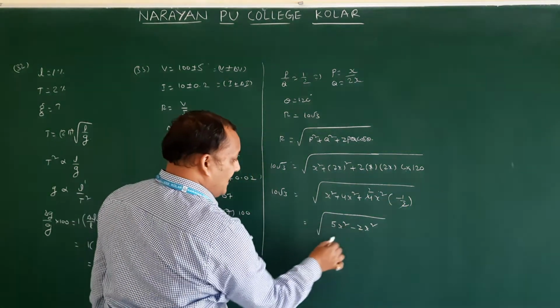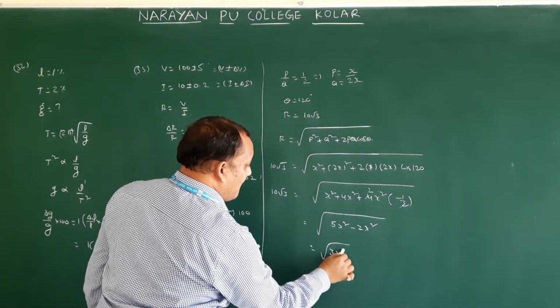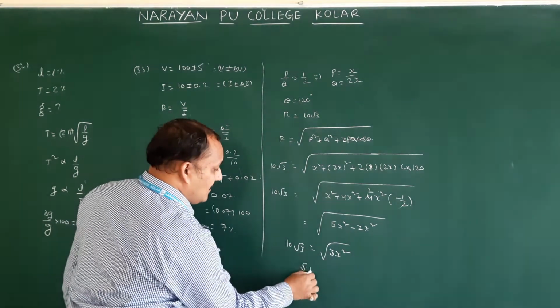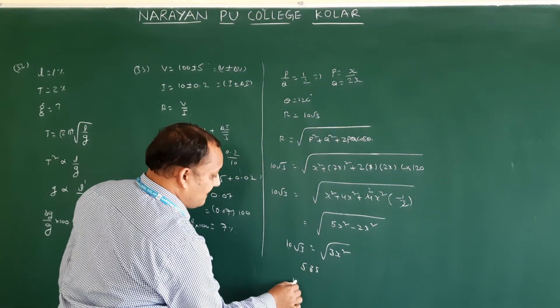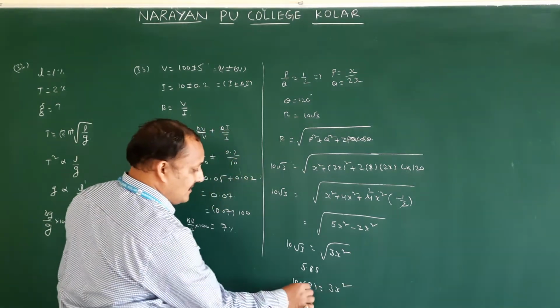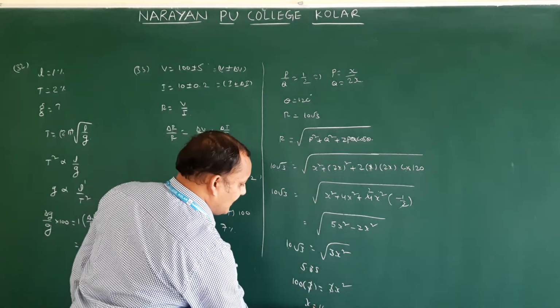Minus 2x square, 5 minus 2, √3x square, 10√3. Squaring on both sides, 100 into 3, 3x square. So 3 will be cancelled. Then x equal to 10.